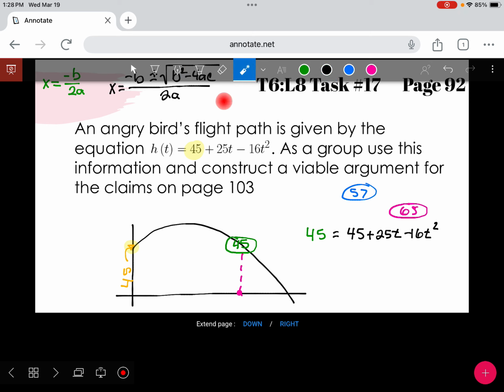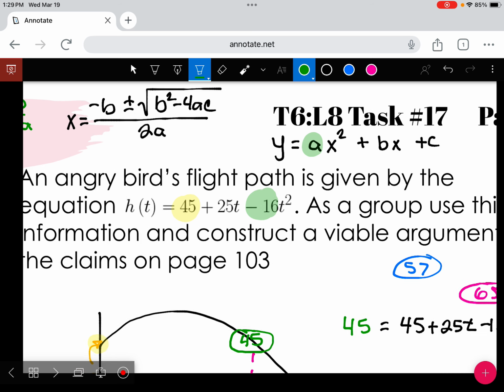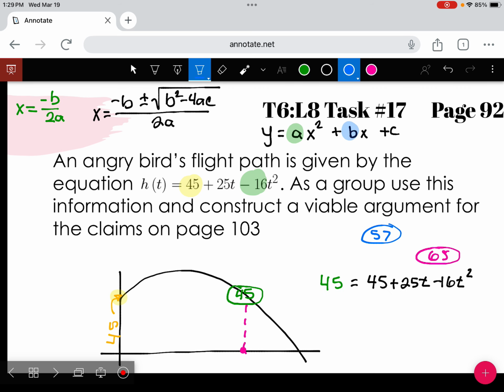So what is the a on this thing? It's not the 45. What is our a? Careful. The minus 16. Because normally our standard form looks like ax squared plus bx plus c. But because they have these in a different order, I have to find my x squared piece. That minus 16 is the a, which means my b is this 25. So we could find our vertex that way.